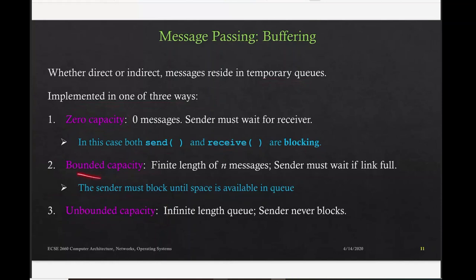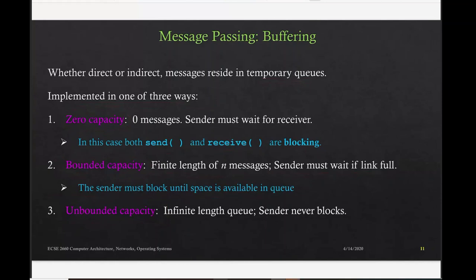Now, let's talk about bounded capacity. A bounded capacity buffer is when there is a finite length of n messages. The sender must wait if the link is full, just as we talked about in the producer-consumer problem. If we are talking about a bounded buffer, then the producer must wait if the buffer is full. The same way, with n messages, the sender must wait if the link is full, which essentially means that the sender must block until space is available in the queue.